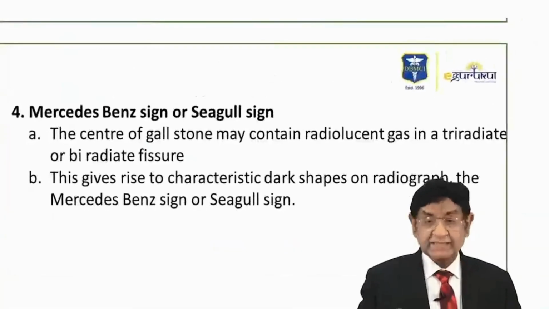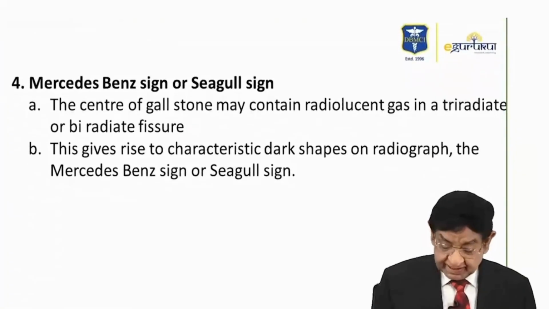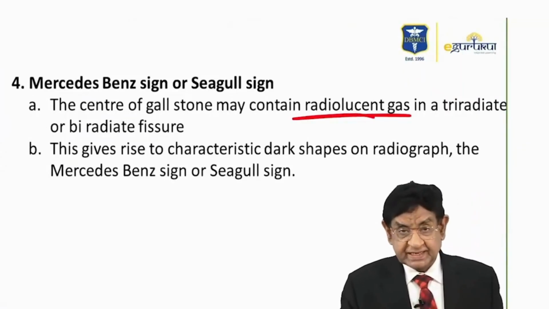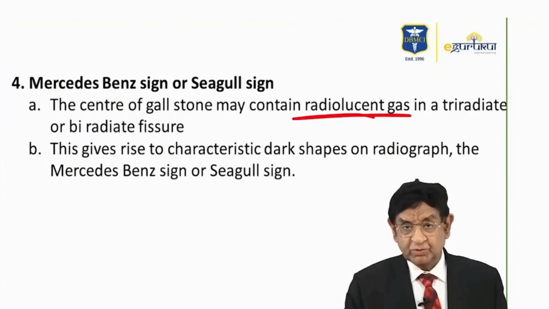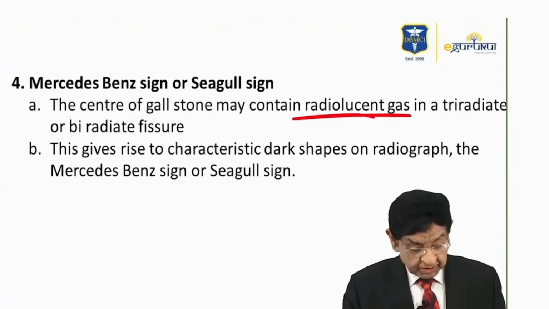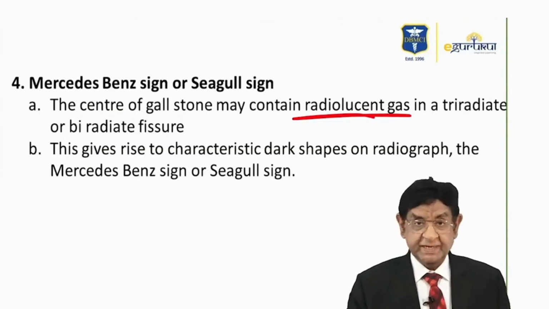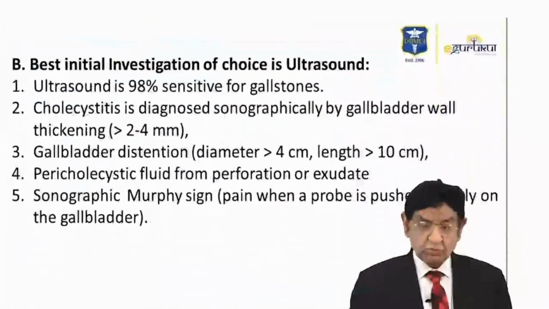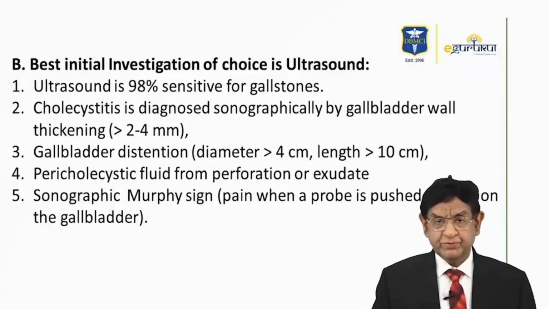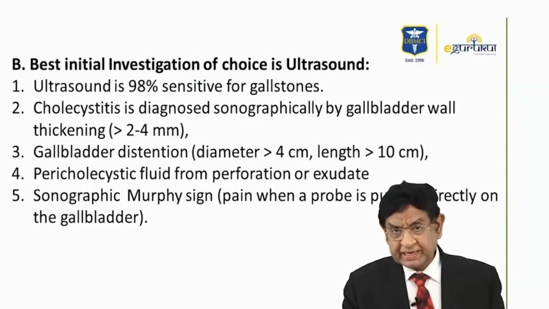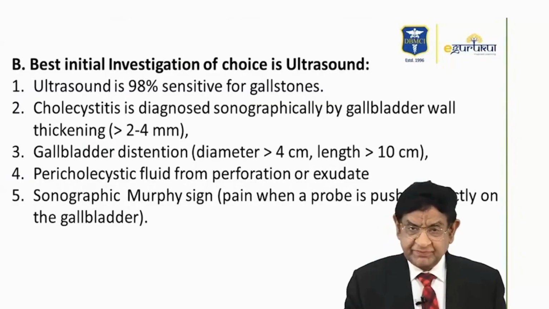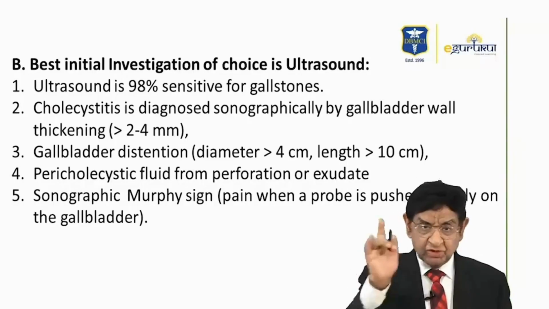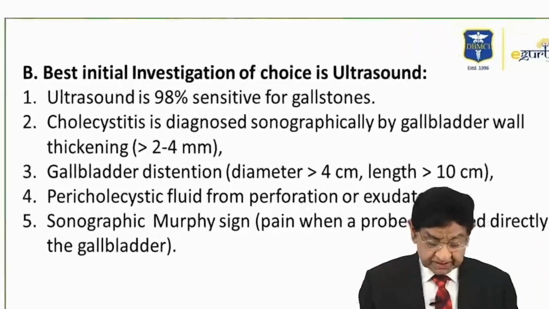So why does this happen? Because they may contain air or gas. The center of the gallstone may contain some air, and that gives you an opaque shadow, the so-called Mercedes-Benz sign. So for exam point of view, we talk about X-ray, but for all practical purposes, if Murphy's sign is positive, then the next line of management is not X-ray, but the ultrasound.